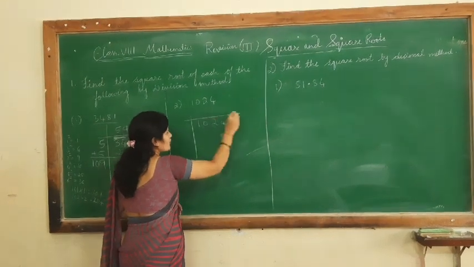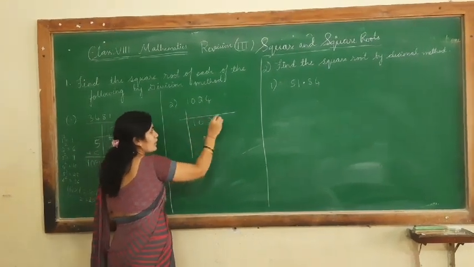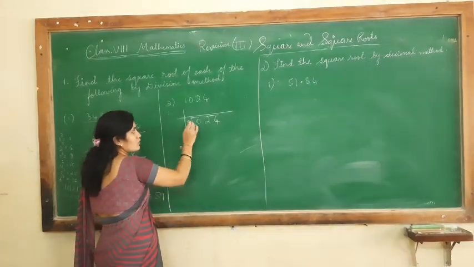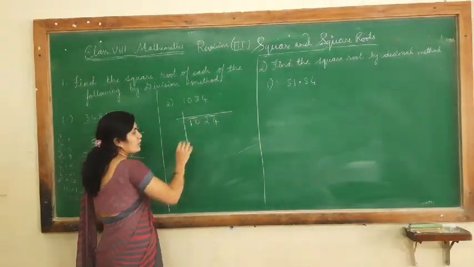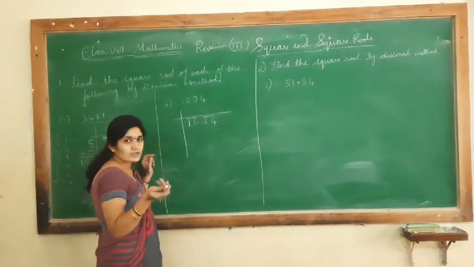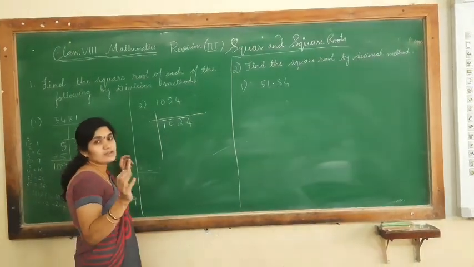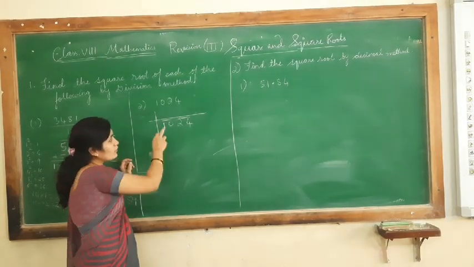Here also the same procedure. You are marking 24 and 10, two numbers each. Now 10. You can check the square of 1. 1 square is 1, 2 square is 4, 3 square is 9, 4 square is 16. But 16 I cannot take because 10 is less than that.